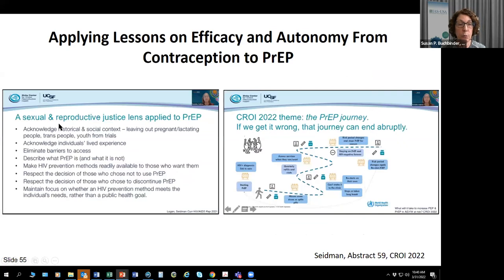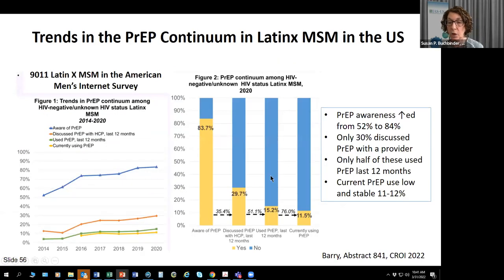And so she applied the sexual and reproductive justice lens to PrEP and particularly talked about eliminating barriers to access, describing what PrEP is and what it's not, making HIV prevention methods readily available to those who want them, but respecting the decisions of those who choose not to use PrEP or who discontinue PrEP, and maintaining a focus on whether an HIV prevention method meets that individual's needs rather than some public health goal. She drew on a presentation from another interactive session which described that women may go on and off of PrEP, but that if we get that wrong, the journey can end abruptly. So I really recommend that talk, and you can see that online.